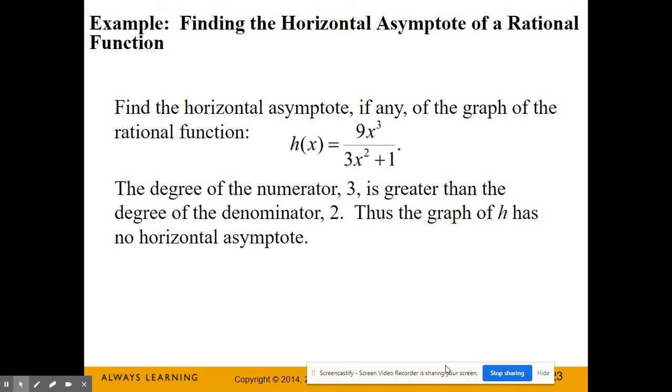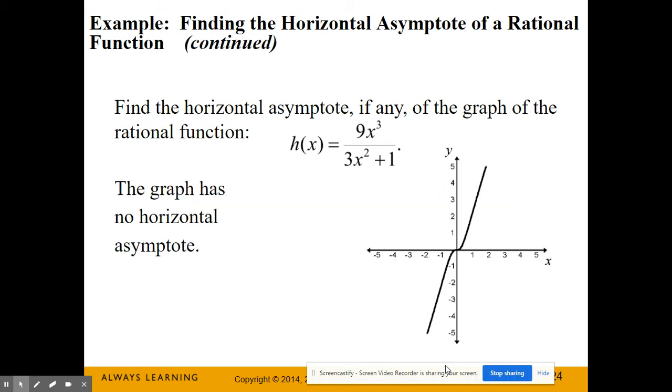Third scenario, degree of the numerator is 3, degree of the denominator is 2. So the degree of the numerator is greater, and that means there is no horizontal asymptote. And this is what that function would look like if you were to graph this one specifically. Again, there is no horizontal line where the function approaches it in either direction.